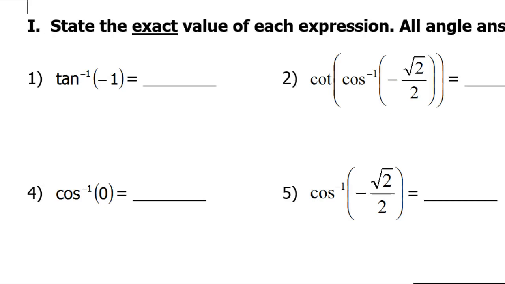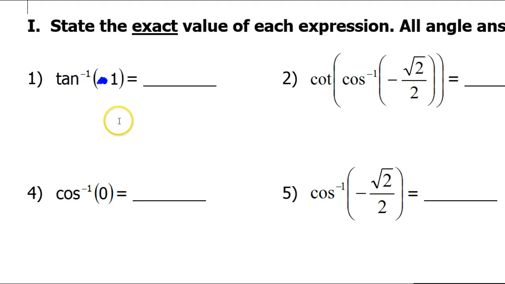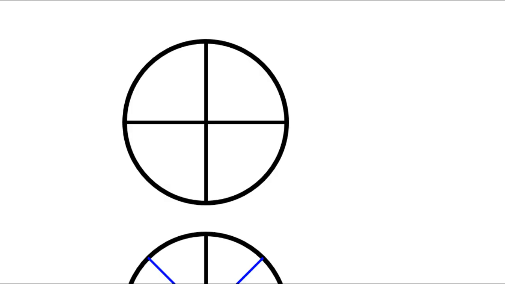But for now, if I want to know what angle has a tangent of negative 1, first I ignore the negative 1 for just a minute. What angle has a tangent of 1? That's one of those things on the chart. Tangent of pi over 4 is equal to 1. So that tells me the reference angle is going to be pi over 4. The answer can't be pi over 4 because that would give us positive 1, not negative 1.